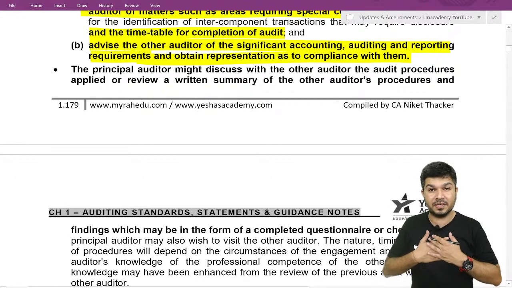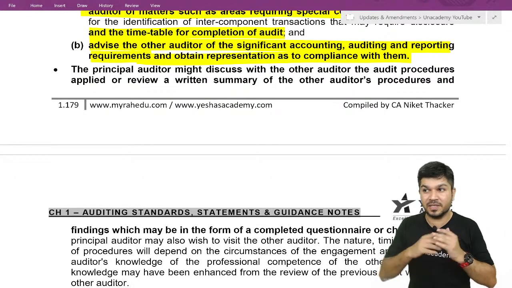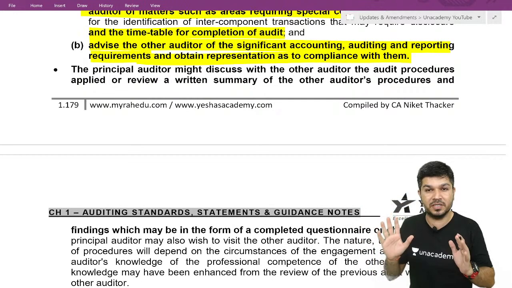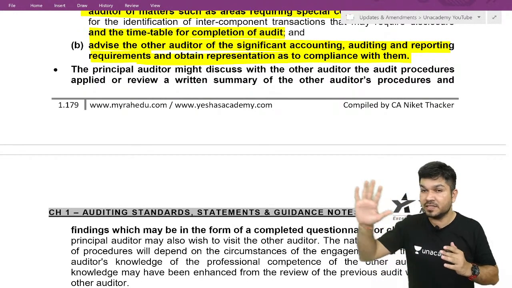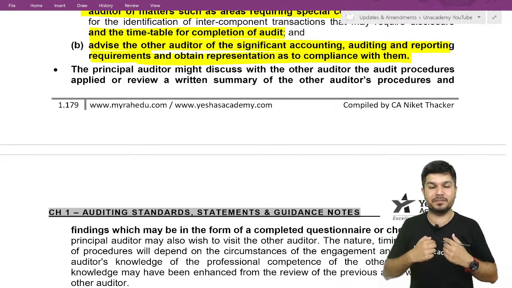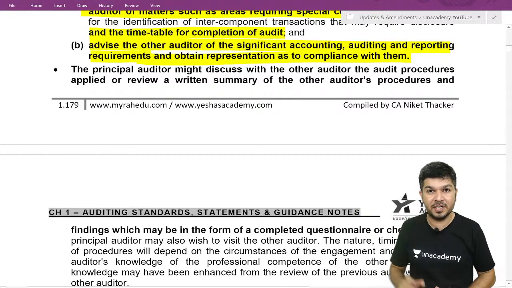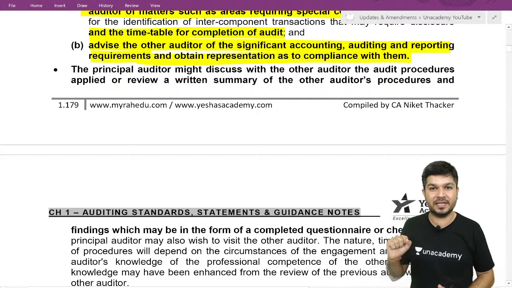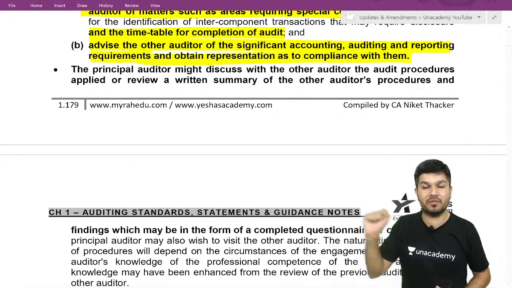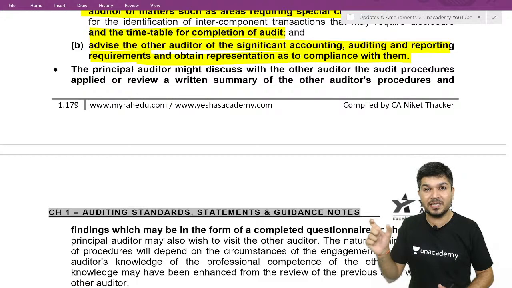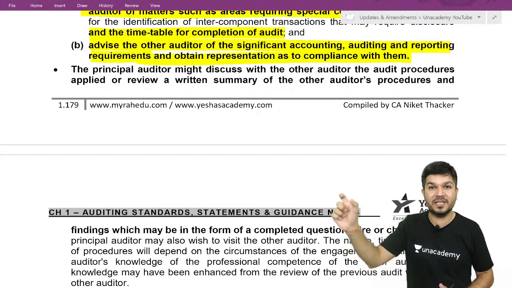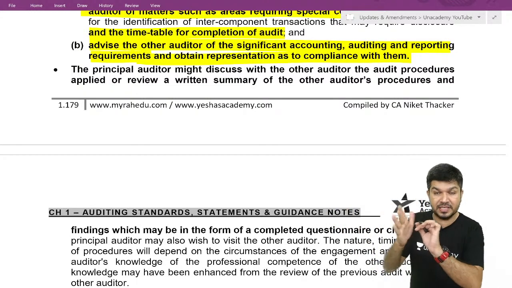So we want to understand, being a principal auditor, I'm relying on the work of the branch auditor. I want to be sure that his work is adequate for my purpose. For that, I can guide him on the manner in which the audit is to be done, which important areas he needs to take care of, and what the time limit is for completion of audit. Plus, I can also tell him the significant accounting, auditing and reporting requirements and take a confirmation that he has complied with them.